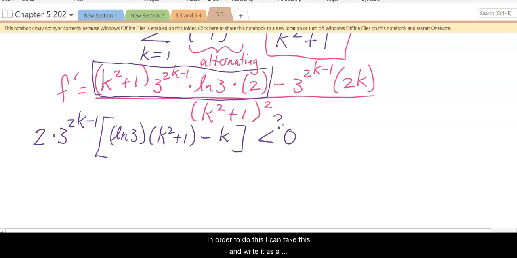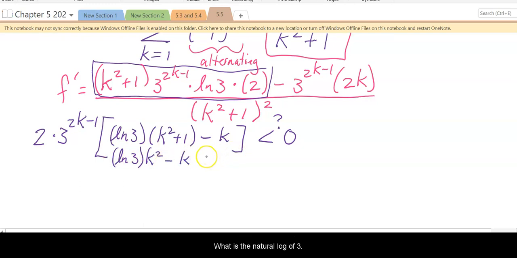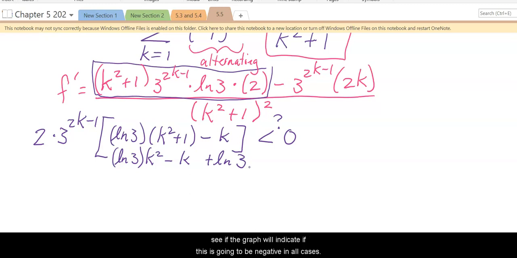In order to do this, I can take this and write it as a quadratic equation. The natural log of 3 is just a constant. This would give me the natural log of 3 times k squared minus k plus the natural log of 3. This is a quadratic equation where a is the natural log of 3, b is negative 1, and c is the natural log of 3. I could go through all the algebra to prove it, but the best thing to do would be to take a look and see if the graph will indicate if this is going to be negative in all cases.